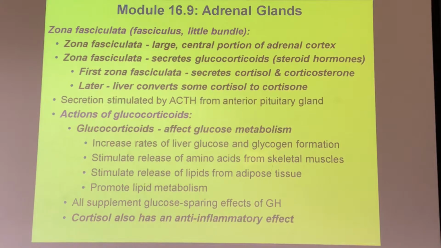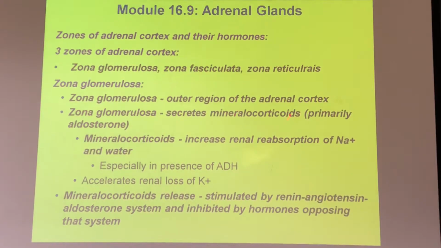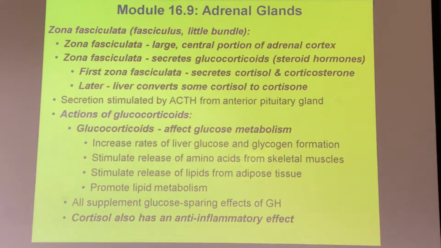Fasciculata is the middle part of the cortex. This is the large part of the cortex. They secrete glucocorticoids. So you have to remember, glomerulosa produces mineralocorticoids, and this one will produce glucocorticoids or steroids. The zona fasciculata first secretes cortisone and corticosterone, and then they go to the liver. The liver converts them into cortisol and corticosterone. So these are the prohormones, meaning they are the early release, and these ones are converted by the liver to these.